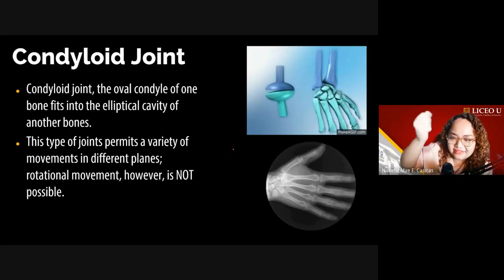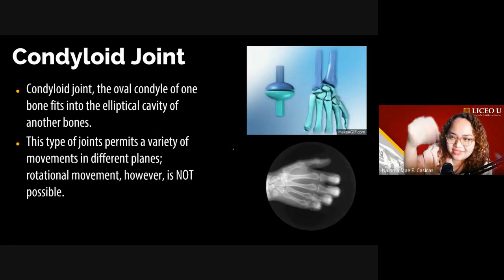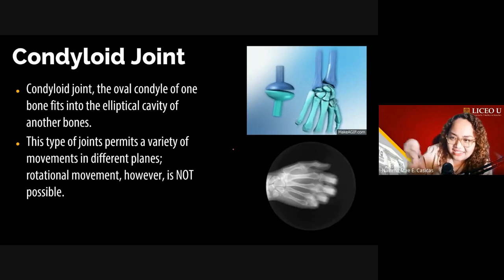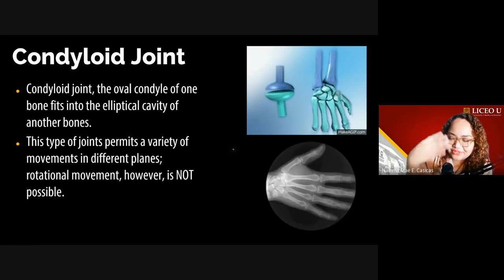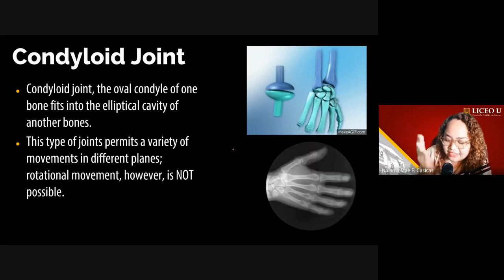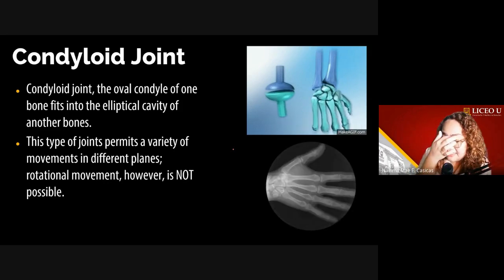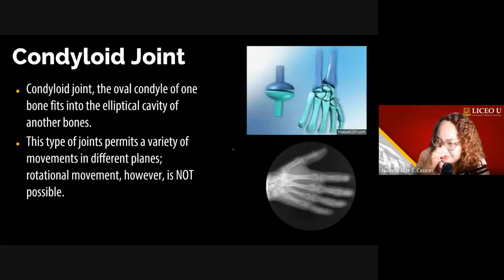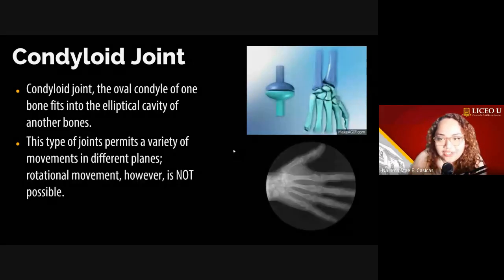Ayan. Diba? Side to side, ana. This is not the rotational movement that I'm talking about. Lahi na siya. Because this one, although it looks like it, it's not rotation that's being done by this joint at all. So that is your condyloid joint.